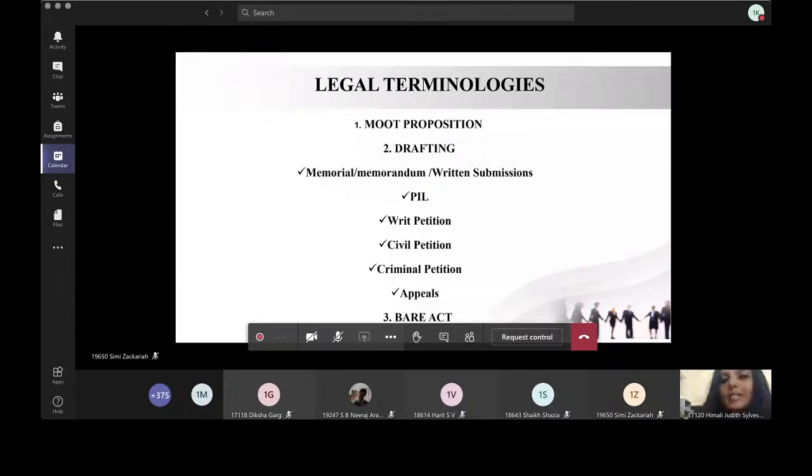Now, I'd like the participants to tell me if any of you know what PIL is. So, is there any taker? Just unmute yourself and go on to explain what a PIL is. Public interest litigation. Okay, can you explain a little more on that?